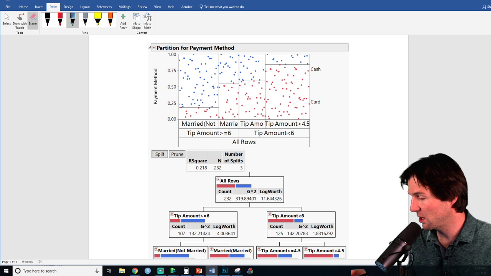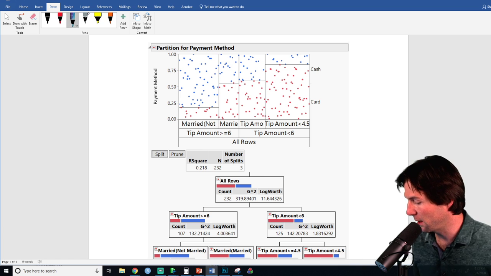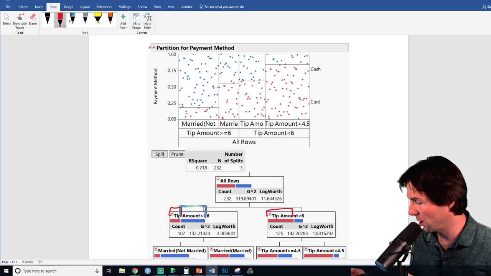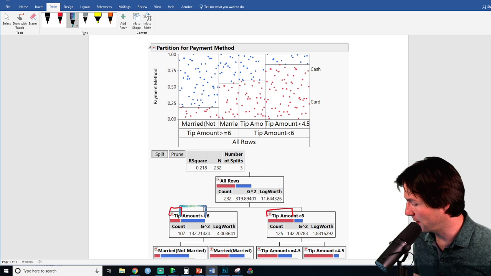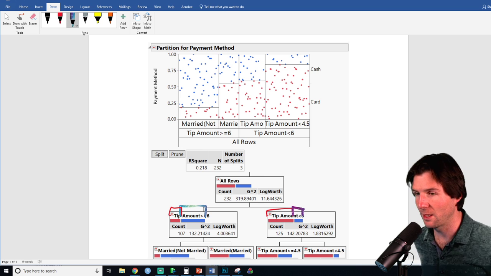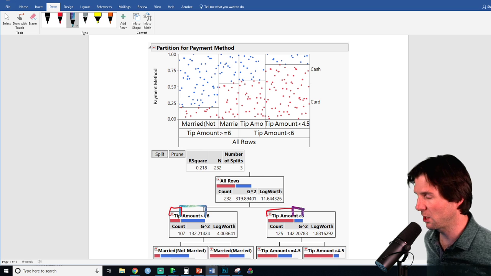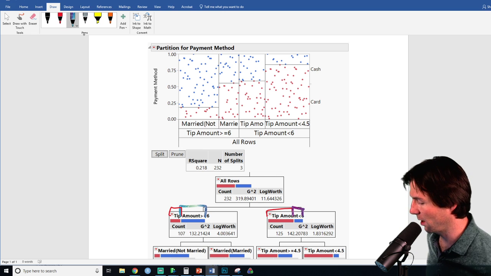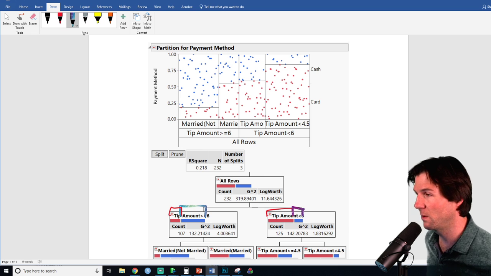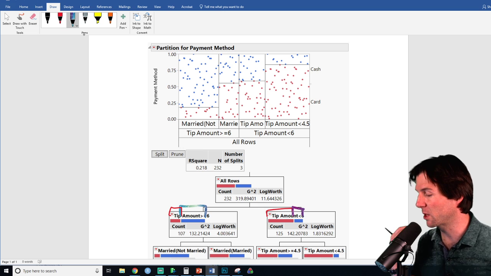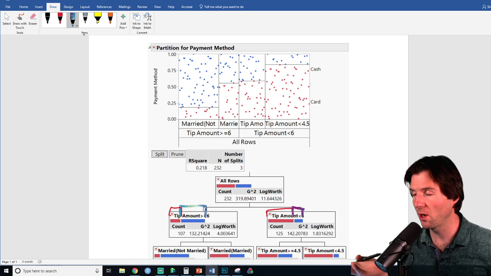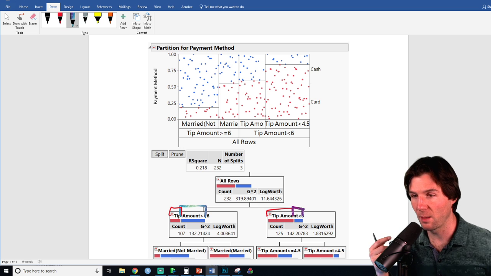And the people who tipped $6 or more were much more likely to pay in cash and less likely to pay in card. The people who tipped less than $6 were way more likely to pay with card and less likely to pay with cash. Just doing that right there. So it seems to me that there is some sort of association between paying with cash and tipping more. Because we're trying to explain why people pay with cash or card, if people tip more, it's more likely that they paid with cash.